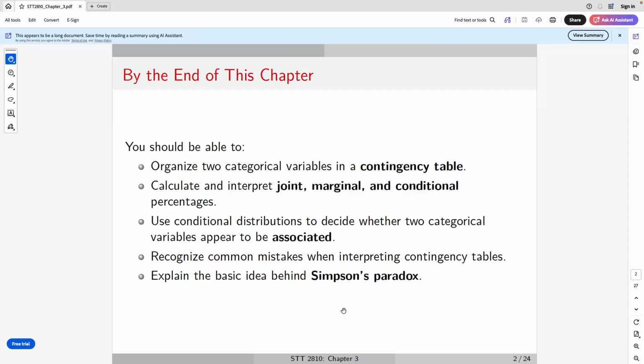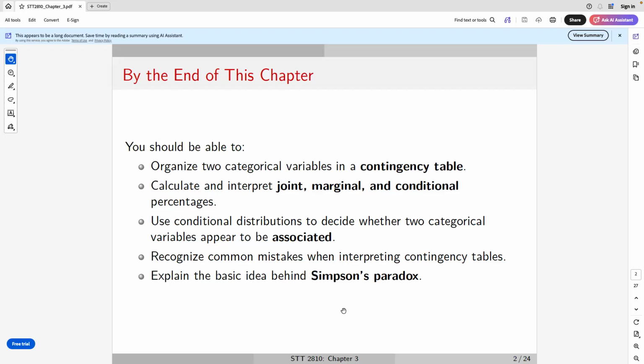We are going to look at contingency tables. We are also going to learn how to compute the marginal and conditional percentages. We're also going to learn how to determine if there is an association between two categorical variables. And then we will also talk about Simpson's paradox.